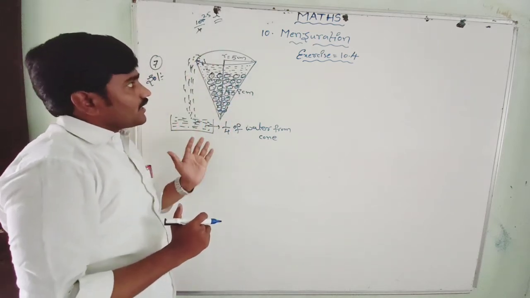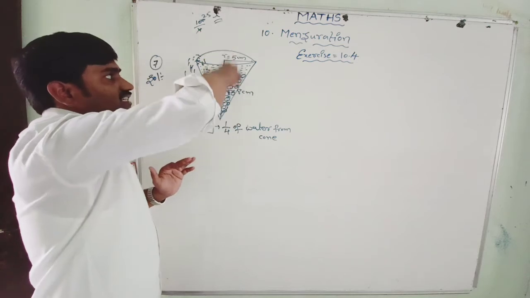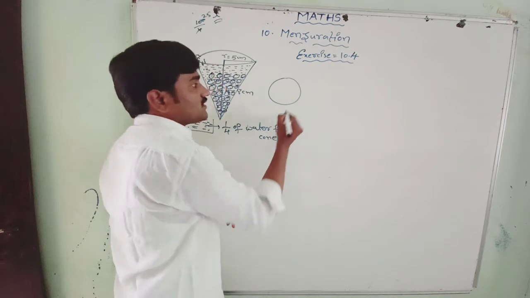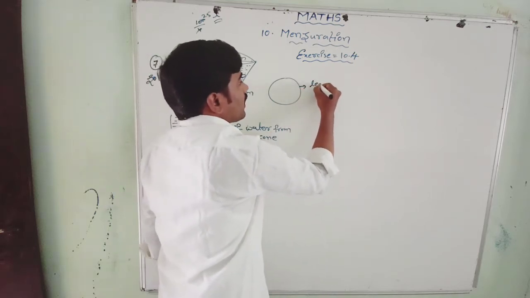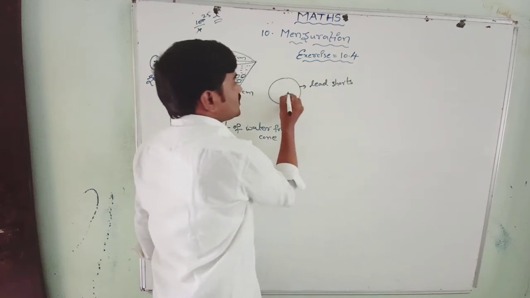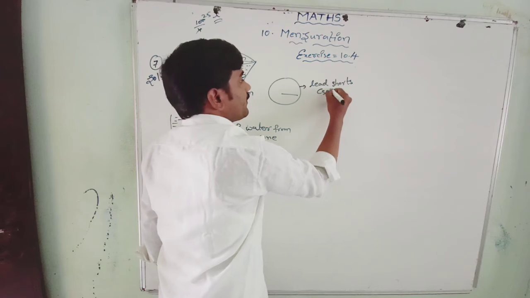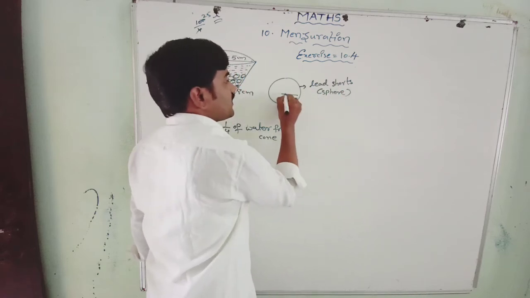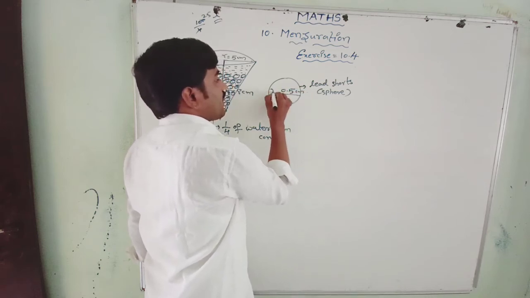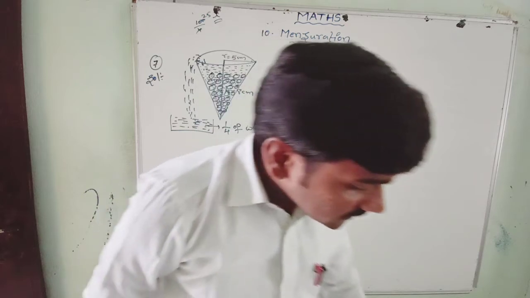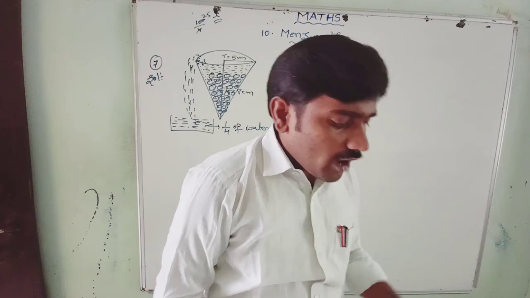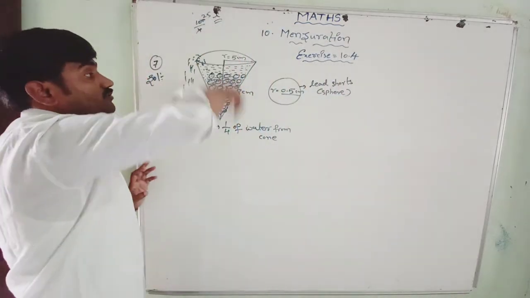For what this water came out? ఎందుకు వచ్చింది వాటర్ అలా? మనం కొన్ని లీడ్ షాట్స్ వేసాం కదా, we put some lead shots. The lead shots are in the shape of a sphere, each of radius equal to 0.5 centimeter. అది కూడా ఇచ్చారు. Find the number of lead shots dropped into the vessel. ఎన్ని నెంబర్ ఆఫ్ లీడ్ షాట్స్ మేము ఇందులో వేసినాం?